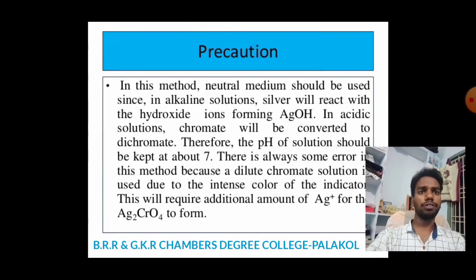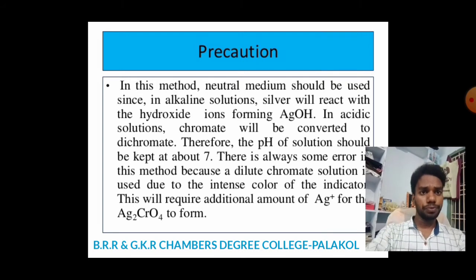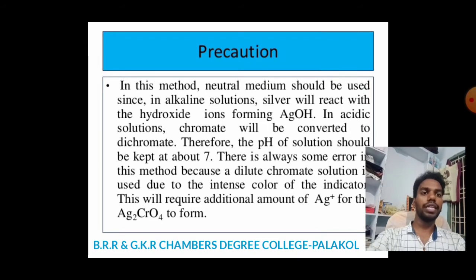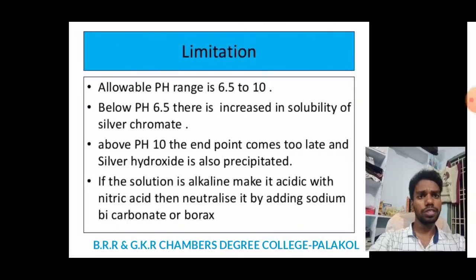Clear? Now here you have to take a precaution: in this method a neutral medium should be used, since in alkaline solution silver will react with the hydroxide ions forming silver hydroxide. In acidic solutions chromate will be converted to dichromate. Therefore the pH of the solution should be kept about 7. There is always some error in this method, because a direct chromate solution is used, and due to the intense color of the indicator this requires an additional amount of Ag plus for the silver chromate to form, right? So this is the precaution you have to take.